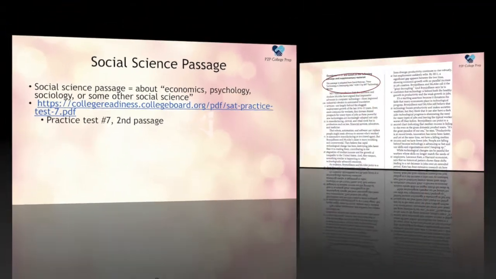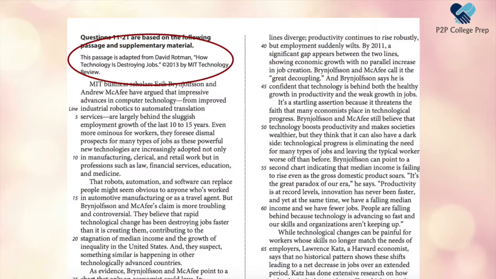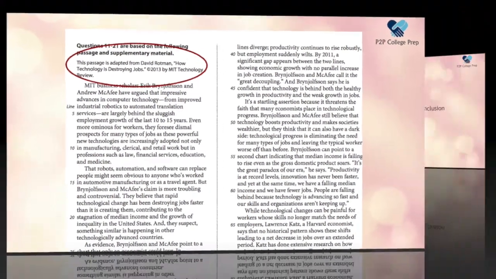Before I start to read the passage, I always read the blurb that is provided so I have a better understanding of what it is that I'm reading. And if we look above the passage, it says, "This passage is adapted from David Rotman, How Technology is Destroying Jobs, by MIT Technology Review."